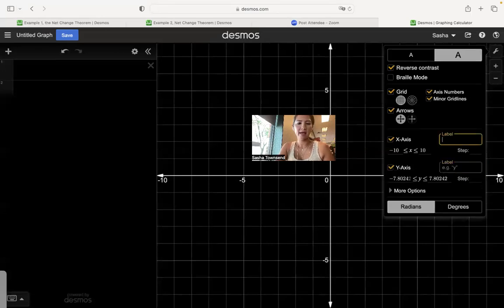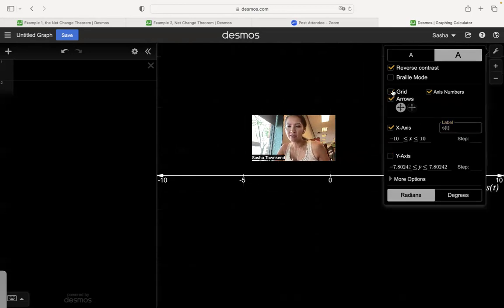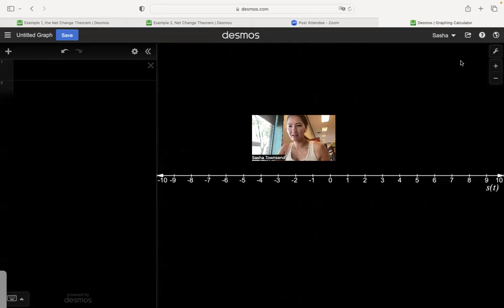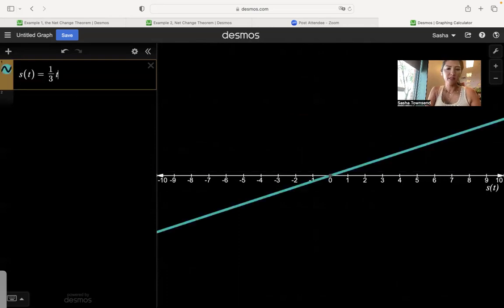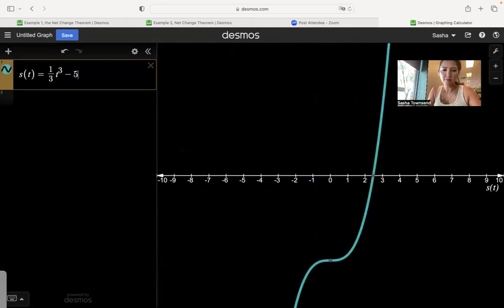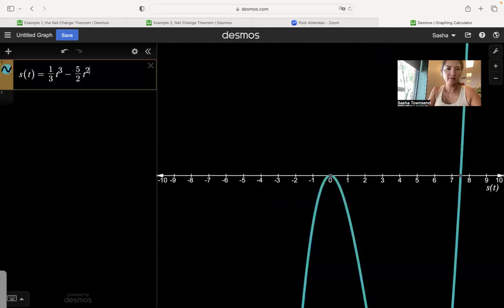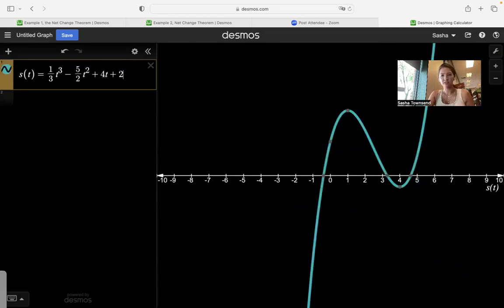So I think I'm going to let my x-axis be the s of t axis. I do not want to graph the y-axis. I don't want to graph the grid. I think I do want a step size of 1 on the x-axis. So here's our s of t axis. And we want to plot s of t. s of t is 1/3 t cubed minus 5/2 t squared plus 4t plus 2, because our initial position was 2.